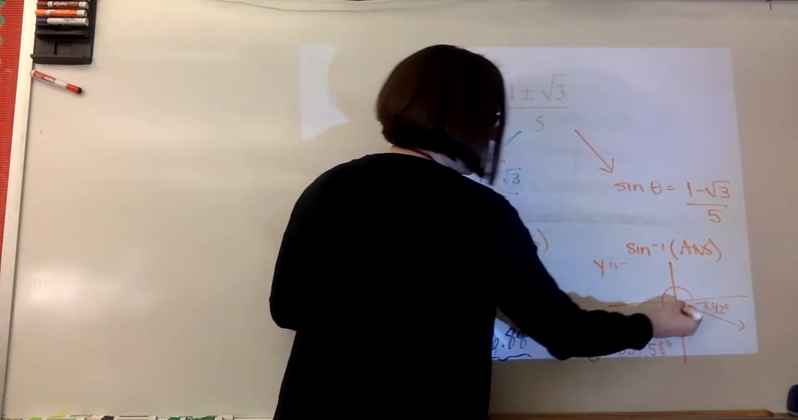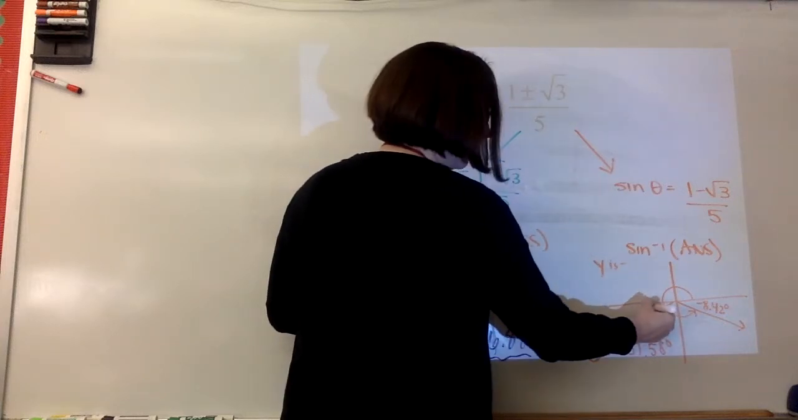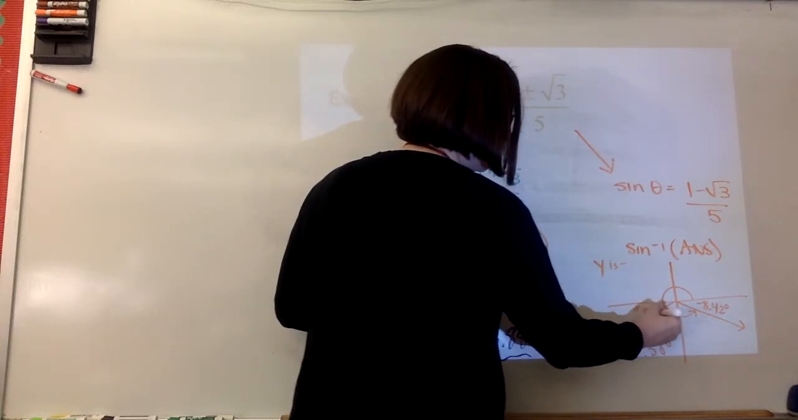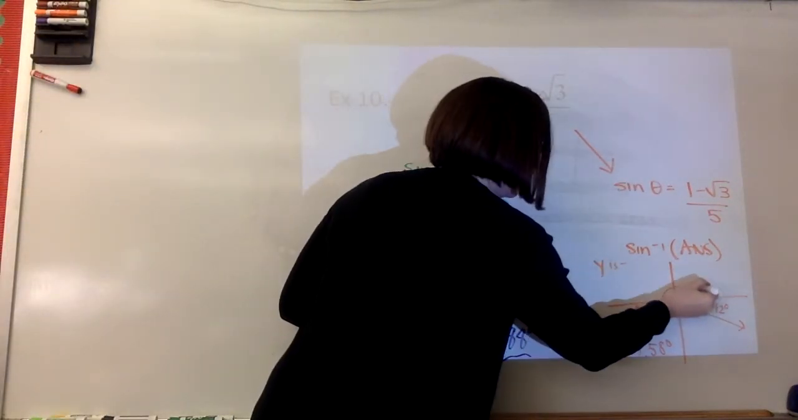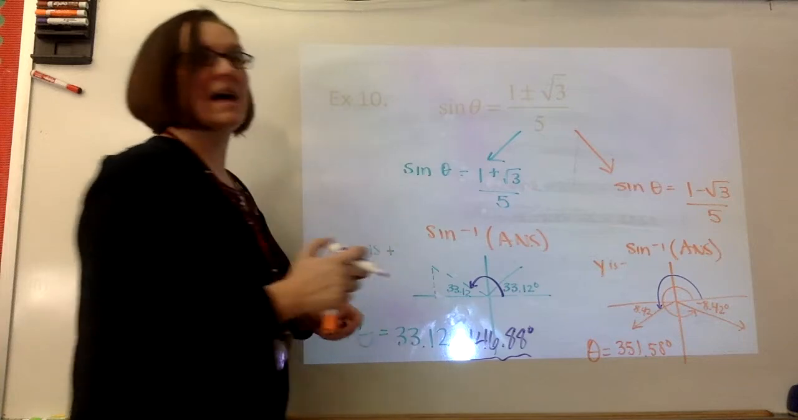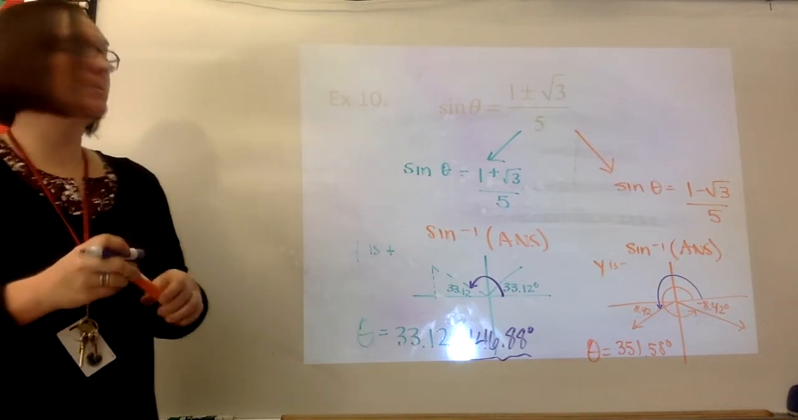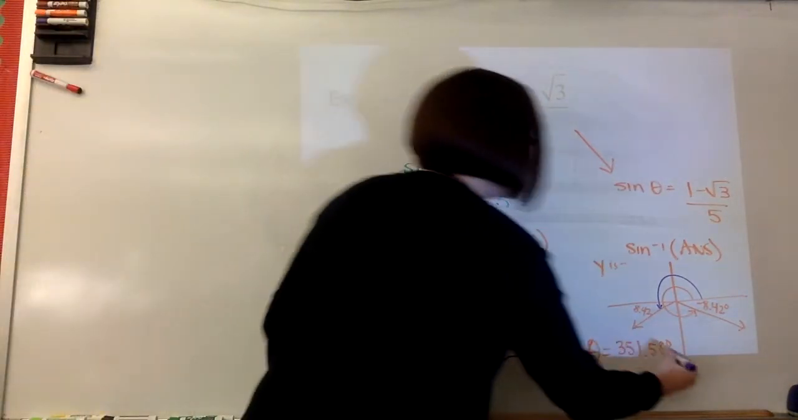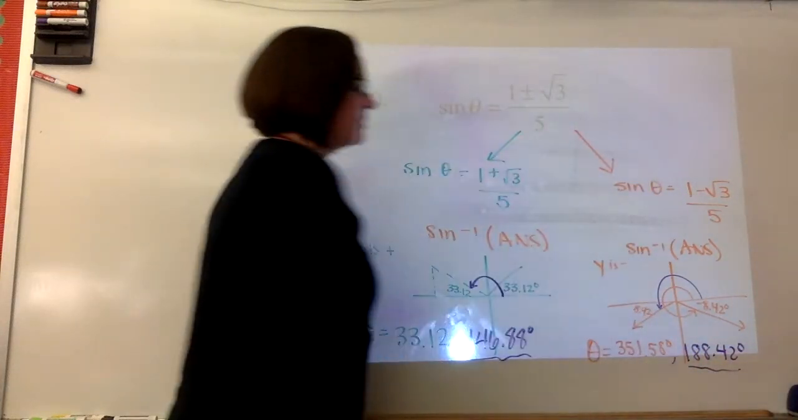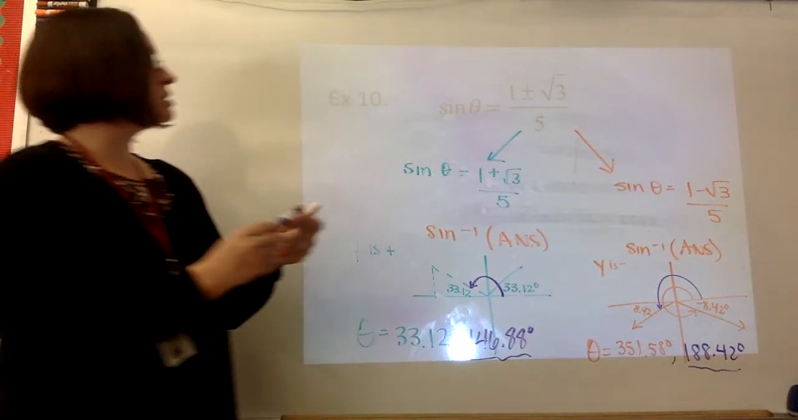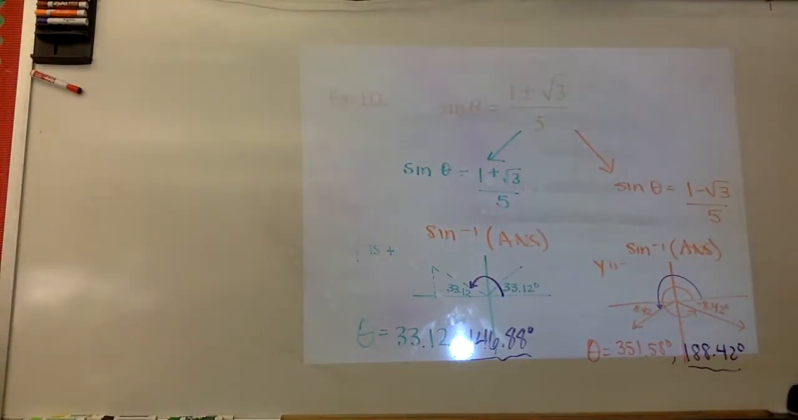So if this is negative 8, guess how much this angle is over here? It's the same mirror image, 8.42. But now I want to find from here to here. That's pretty easy. How much is the purple? 188.42 degrees. There's my secondary answer. So the solutions for this example 10, there are 4 solutions: green, purple, and then orange, purple. Those are your 4.